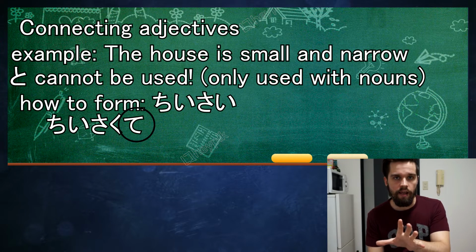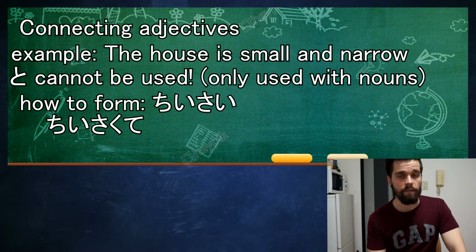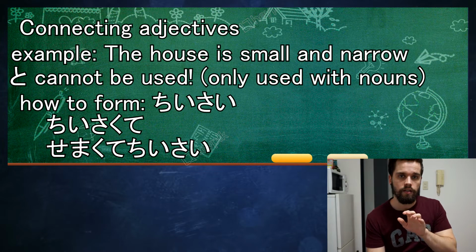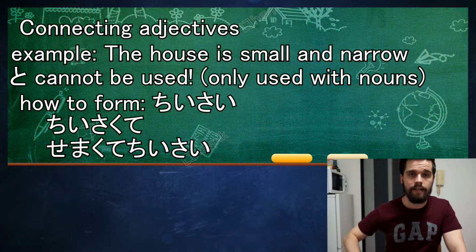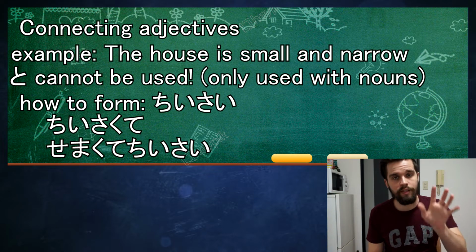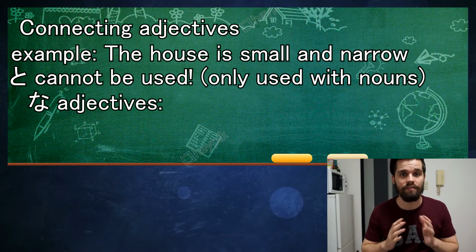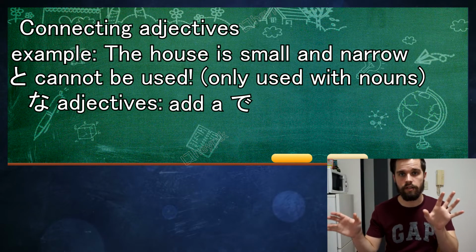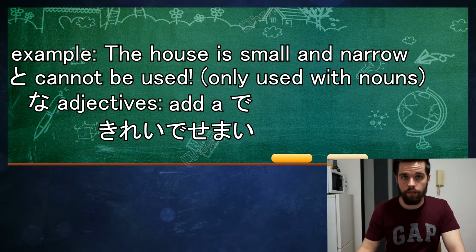So chisakute. So you take the I away and add kute, right? You can do this also with semai. If you want to say it's narrow and small, semakute chisai. Now the second word, if you don't add any more at the end, is just in normal form. So you don't put this in te form or anything else. You only put it in te form when an adjective is following. If you look at an adjective, it's even easier. You take the normal form of the adjective and then you add de in between the adjectives. So kirei de semai. It's beautiful and narrow.